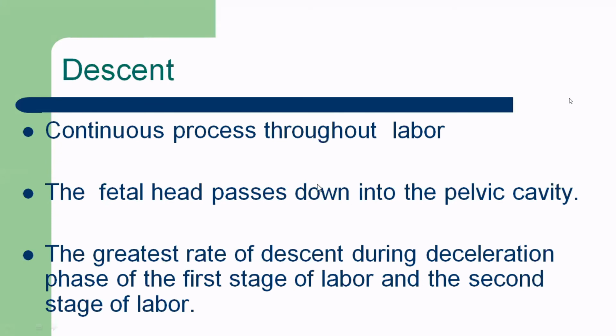Now, the fetal descent. Fetal head descent is a continuous process throughout labor, and the fetal presenting part goes down and down in the birth canal. So the fetal head continuously passes down so that it gets delivered. The greatest rate of descent occurs during the deceleration phase of the first stage of labor and also in the second stage of labor.